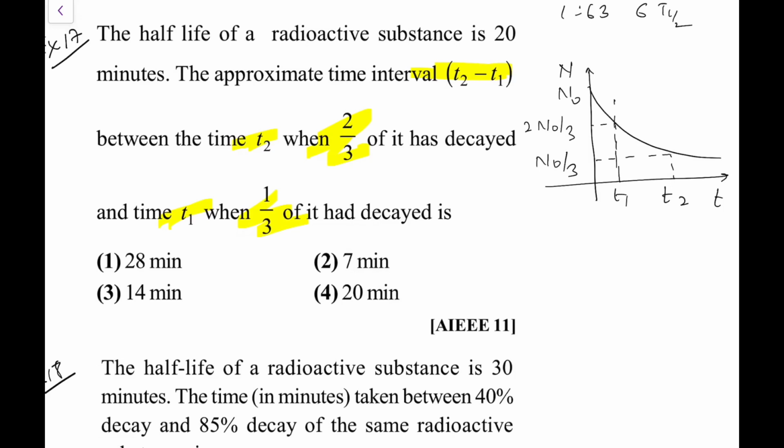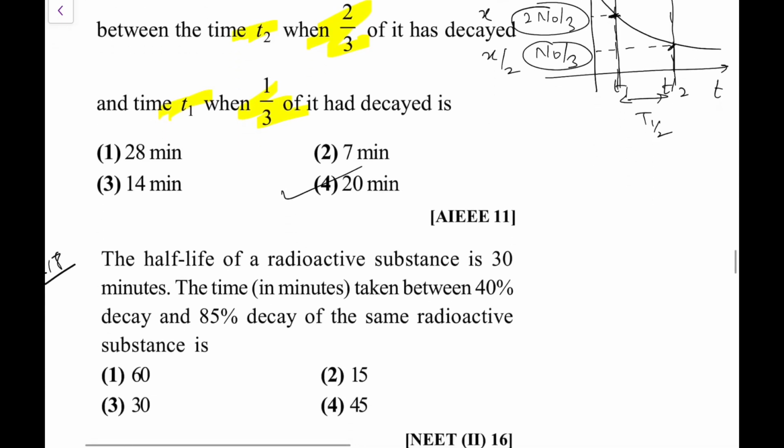So just look at this time window. At the start of the window we have 2 n naught by 3, at the end of the window we have n naught by 3. That means if it was x, it becomes x by 2. So always treat half-life as a time window, and in this time interval the number is becoming half. So this gap would be equal to t half. So t half means this would be 20 minutes. So always remember this as a time window, that will help you. It is becoming 2/3 to 1/3, that means it is becoming half of the initial one, so we can directly say its gap would be the half-life.